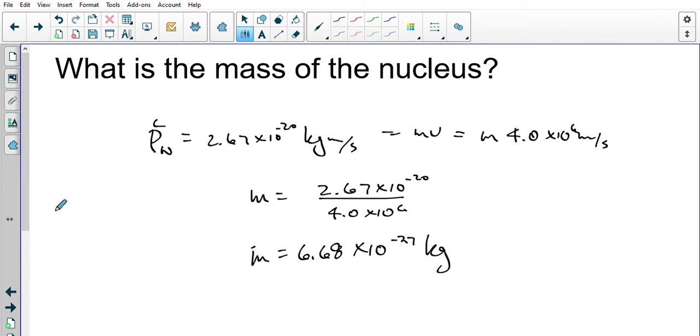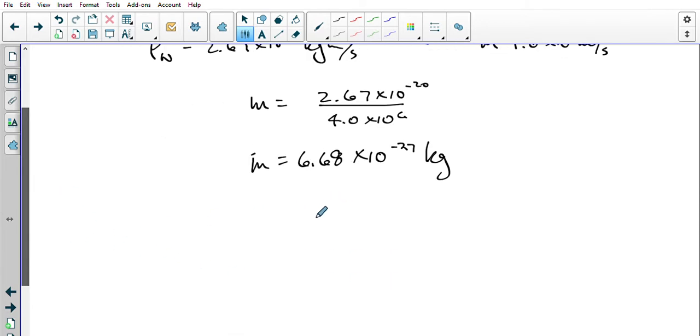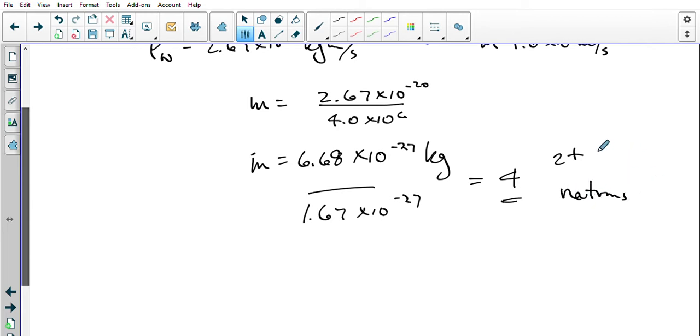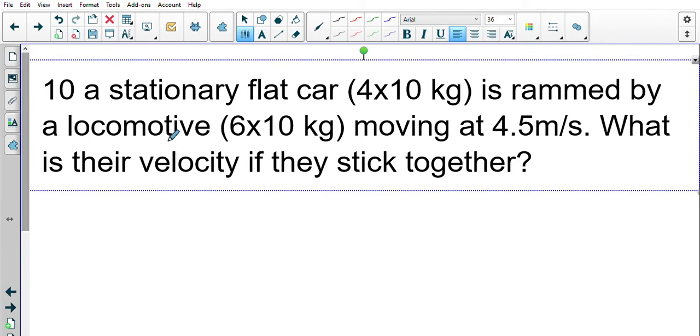Now, it doesn't ask you to do this, but if we take this number and divide it by 1.67 times 10 to the negative 27, we get a value of 3.997. We get a value of 4. A helium nucleus is 4 times the mass of a proton. The helium nucleus has a 2 plus charge and a mass equal to 4. This is where the whole idea of neutrons came in, because the charge can be easily quantified, and the mass was so much greater that it said, hold on, there must be something neutral that has this. So we take a look at the atomic mass of helium and see the value of 4. All right, just a bit of extra.